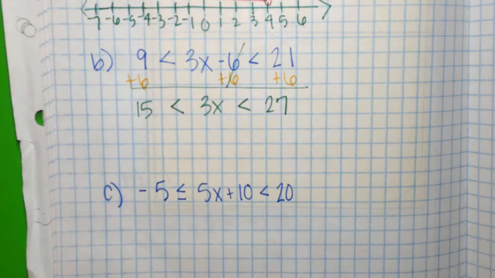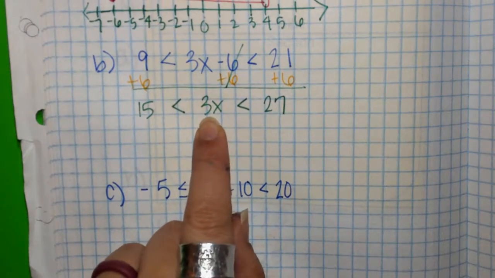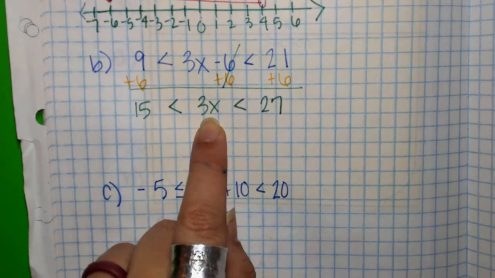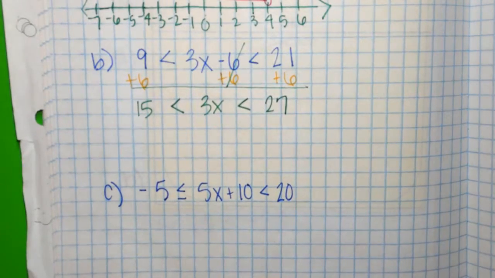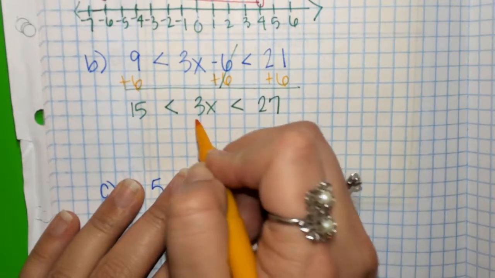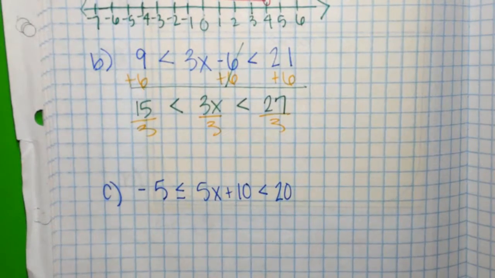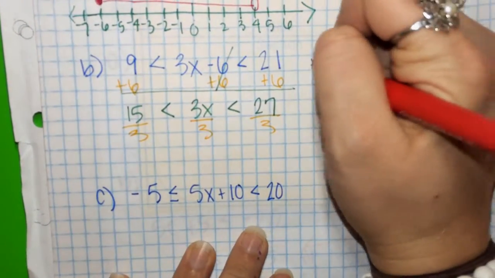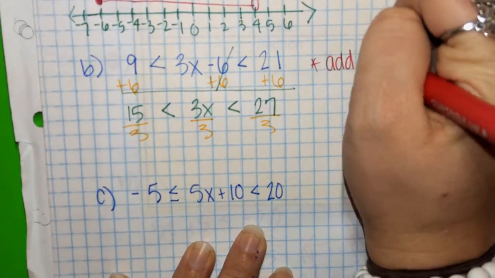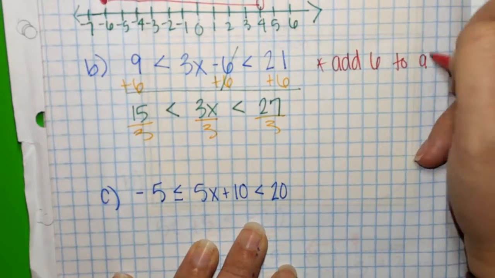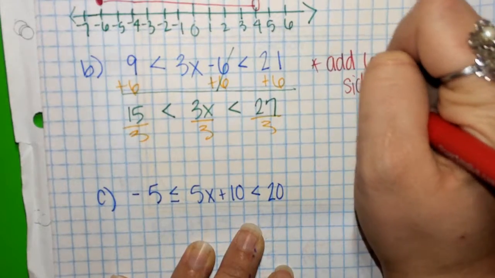Well, we're trying to get rid of this 3x, right? We're trying to get rid of the 3 in front of the x. So what would we do? Divide. We would divide. Where would we divide? 15. Yes. 27.